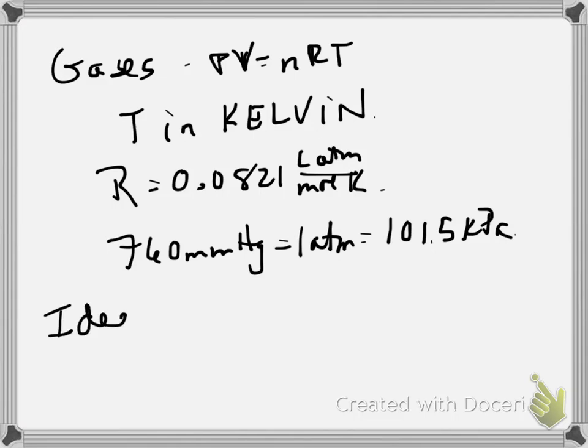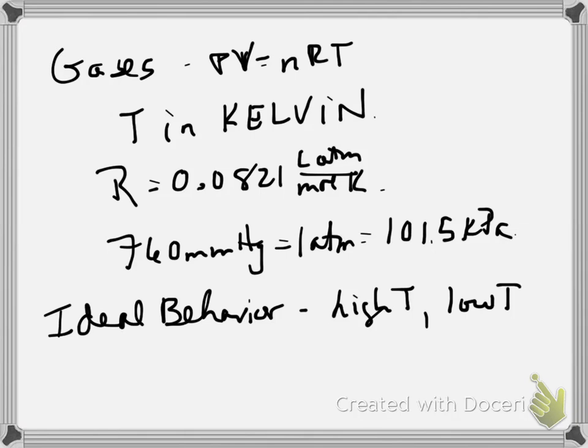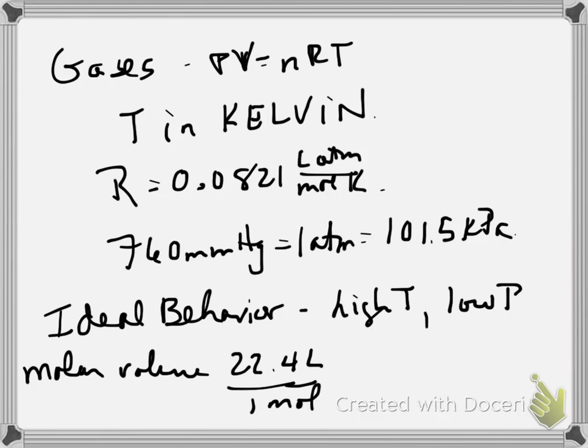Ideal behavior occurs at high temperature, so the intermolecular forces are way outweighed by the kinetic energy, and low pressure. So high temperature, low pressure. Molar volume at 22.4 liters for 1 mole is only for gases, and this is only at standard temperature and pressure, which is 273 Kelvin and 1 atmosphere.